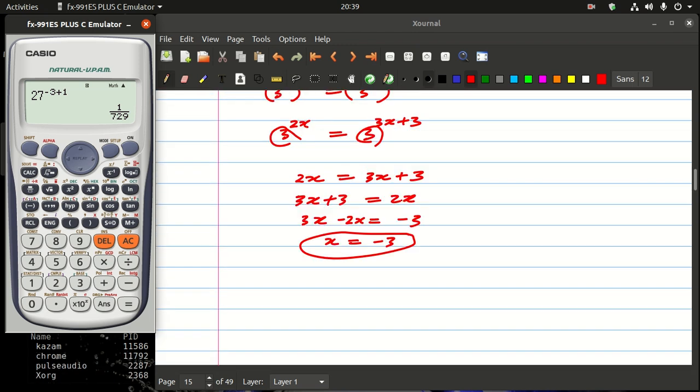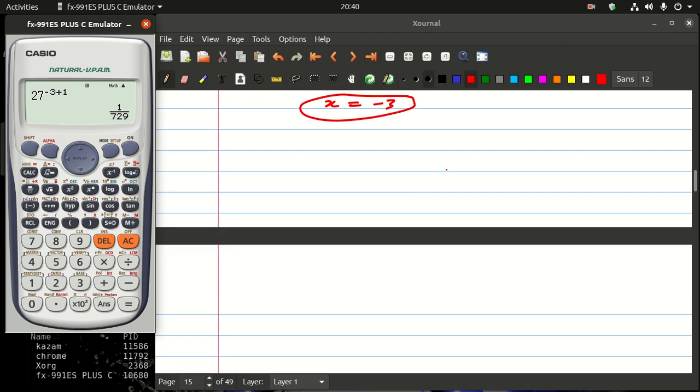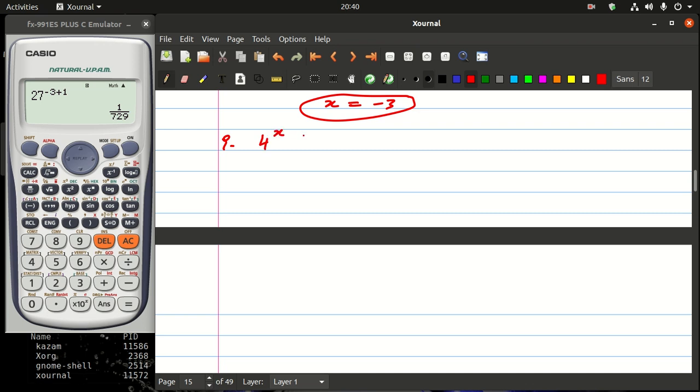This was number 8. Let's go to number 9. Number 9 is just saying I have 4 raised to x plus 2, and this is equal to 8 raised to 2x minus 2. Of course, the same thing here with 8. I cannot change this to the base 4 because 4 squared is 16, not 8. So I cannot go that route.